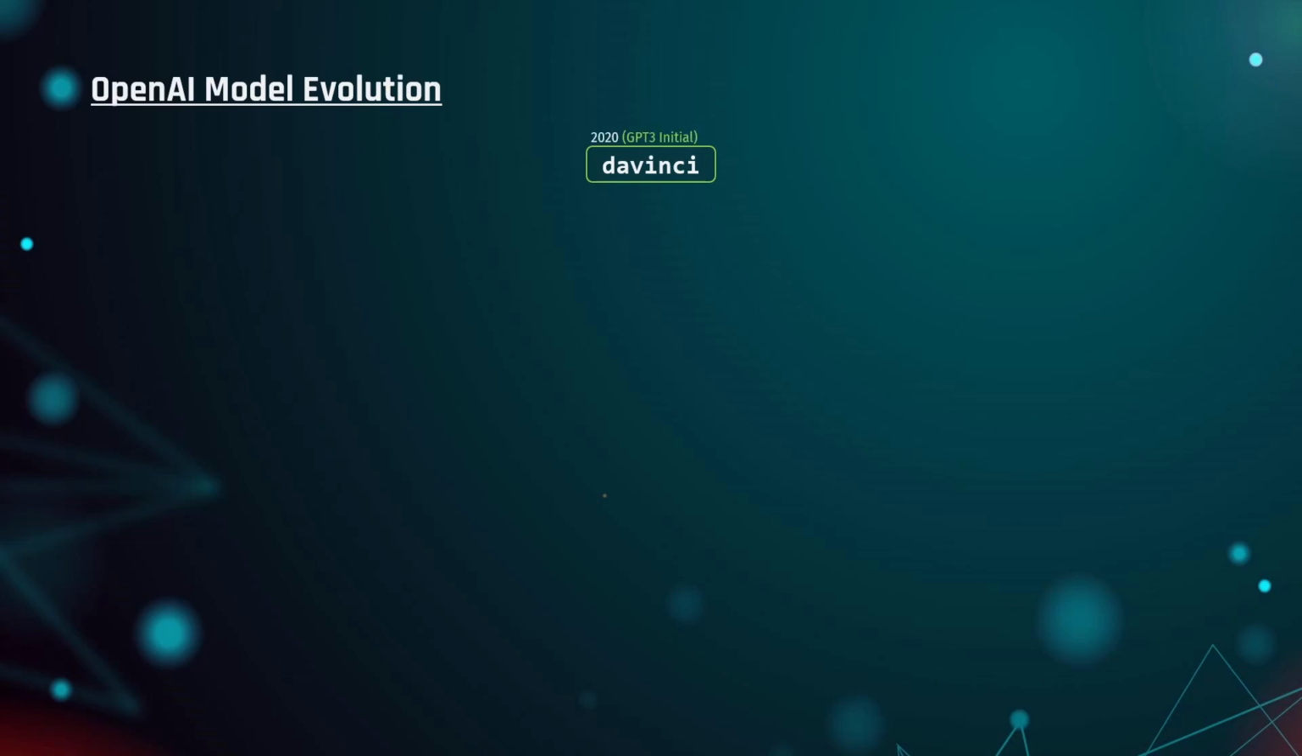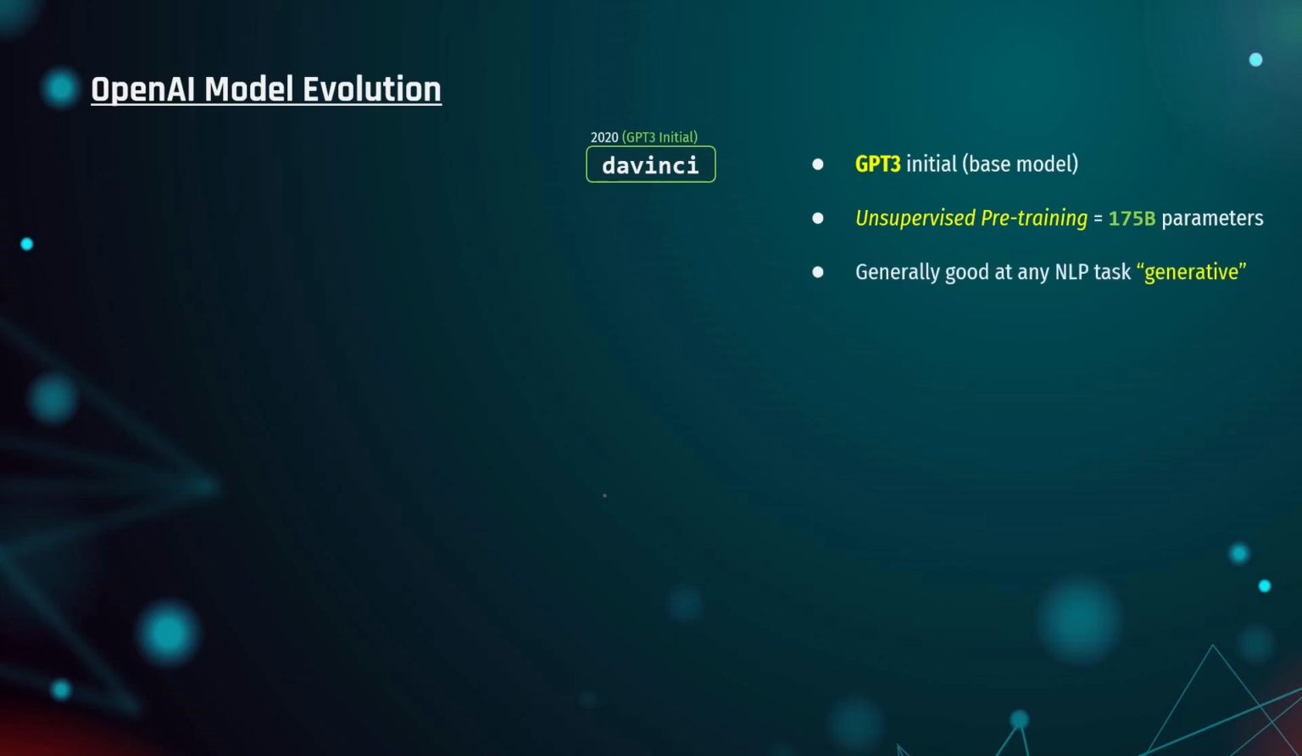A particular model, DaVinci, is oftentimes referred to as GPT-3 initial, which is the base model for the third generation of GPT. Okay, and this particular model DaVinci is the same model that was pre-trained on terabytes of data, which resulted in it having 175 billion parameters, okay, which made it generally good at any given NLP task. However, a particular model, it was still somewhat generative, okay.